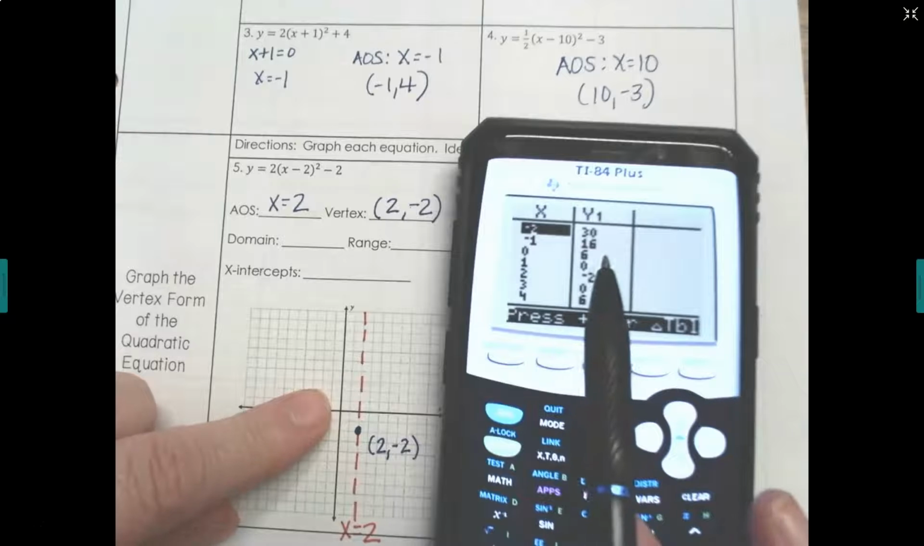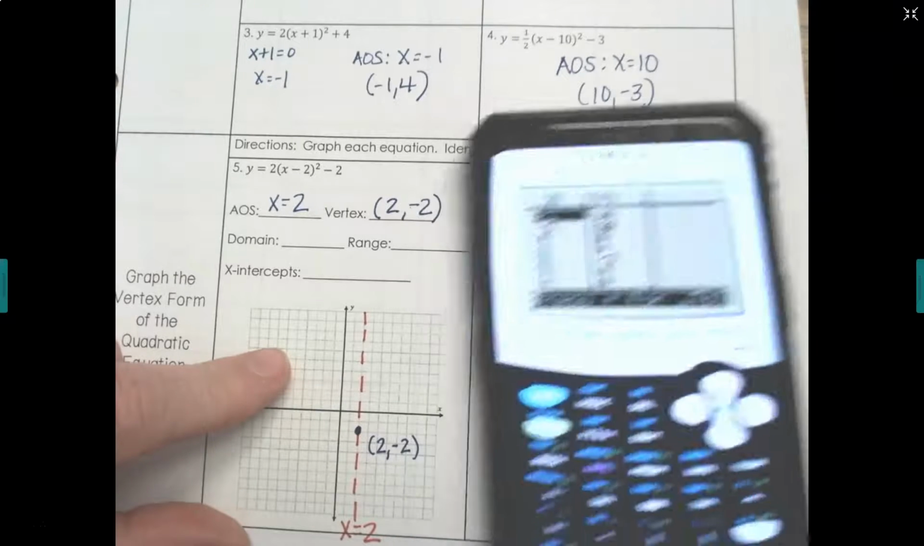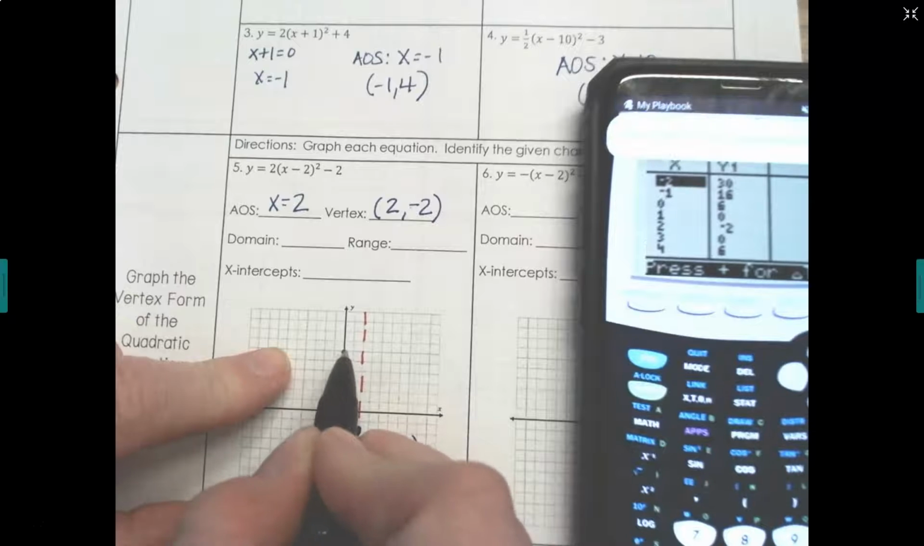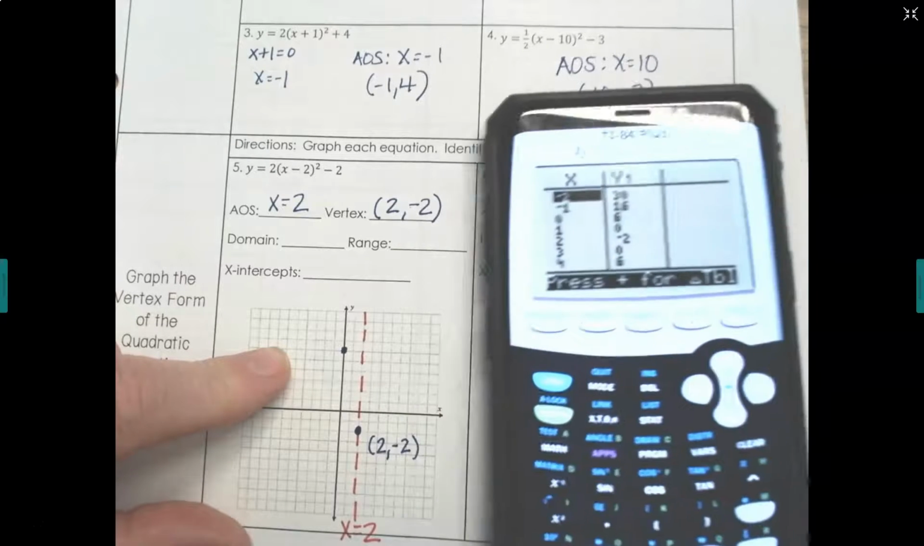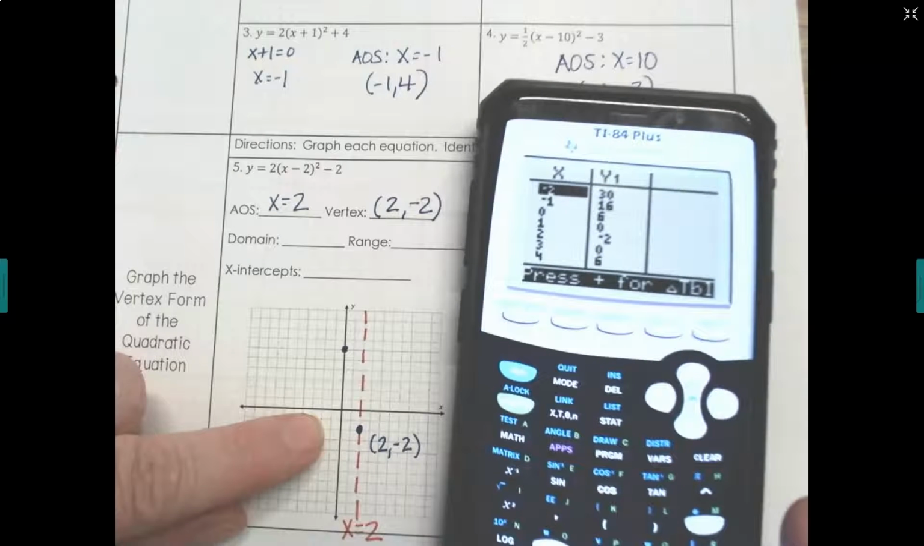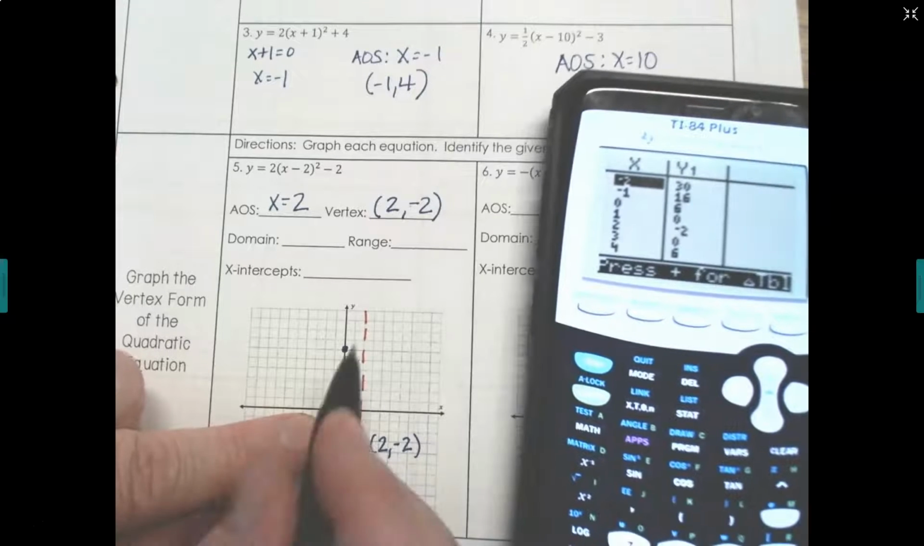So -1, 16, that's too much. 0, 6. I have room on my graph for that. 1, 2, 3, 4, 5, 6. It doesn't mean the graph ends. It's just gone off where we can see easily. So we have 1, 0.